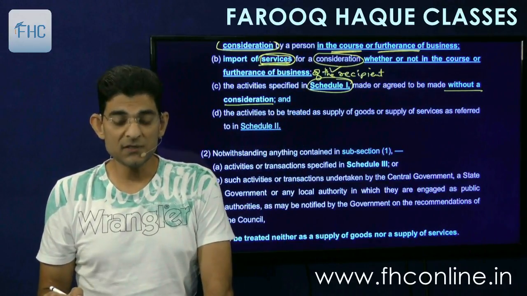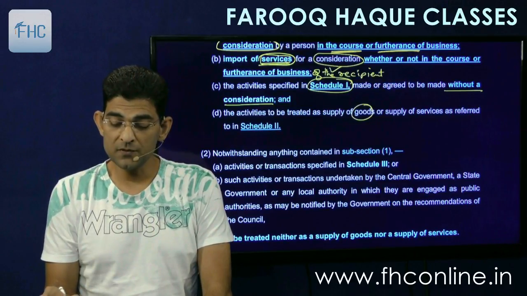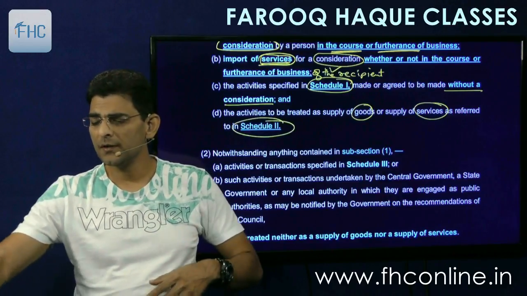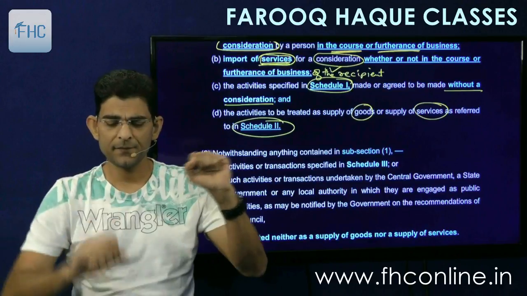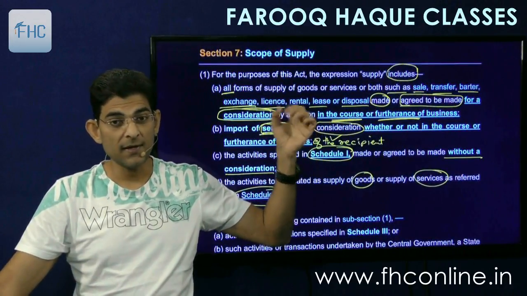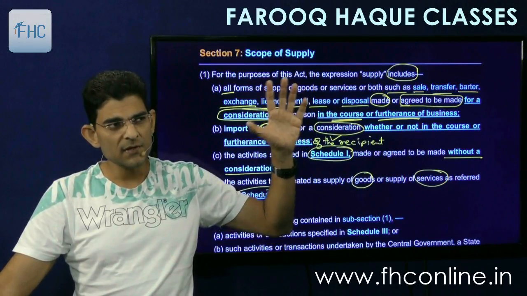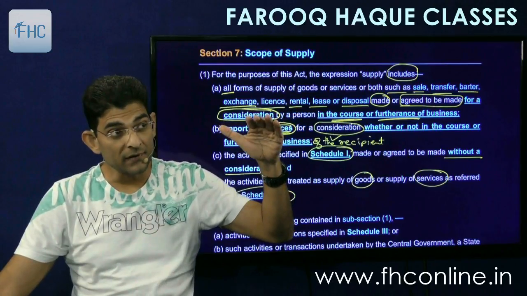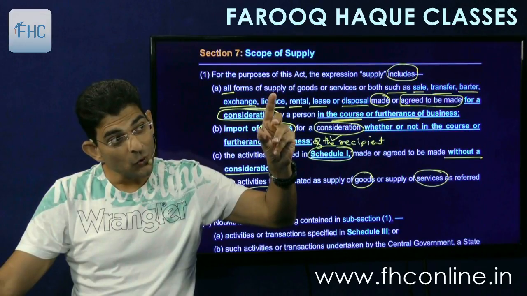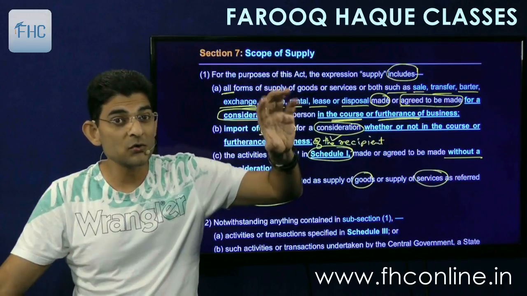Then coming to clause D, it says the activities to be treated as supply of goods or supply of services as referred to in Schedule 2. So Schedule 2 doesn't give an exception to clause A. Clause A applies. Clause A says that there should be consideration and there should be course of business. All the conditions are satisfied. Only thing is that in some situations there might be a conflict. There might be a conflict whether this should be called as goods or it should be called as service.